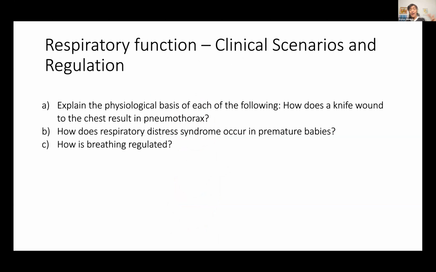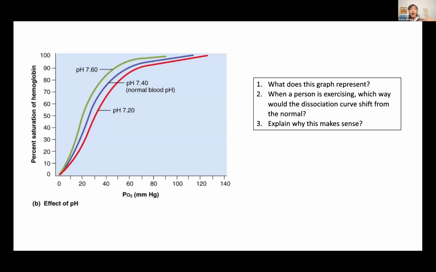How does that work? How is breathing regulated? This is a very small example. I have many more questions like this. I didn't want to waste your time. But I walked them through these and asked them to walk me through these graphs and say, explain, what does this graph represent? And stuff like that. There are guiding questions. We walk through this.